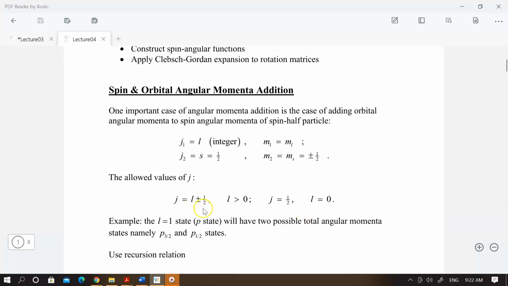Your L could be an integer which is greater than 0, and for integer L equals 0, which is a possibility, this would correspond to what we call, in the chemistry notation, the S state. Your S state is actually the L equals 0 state. Then your total angular momentum here is no longer a two-value combination because there's no minus a half angular momentum. So you can only have j equals a half.